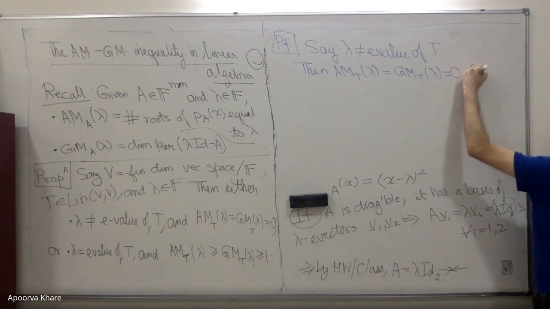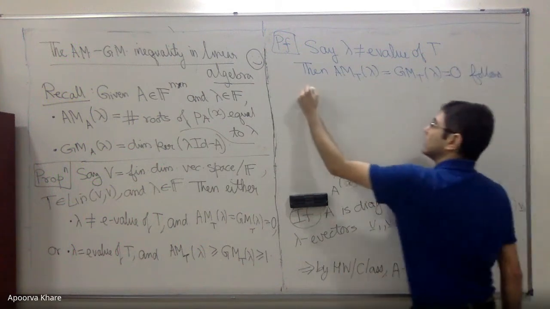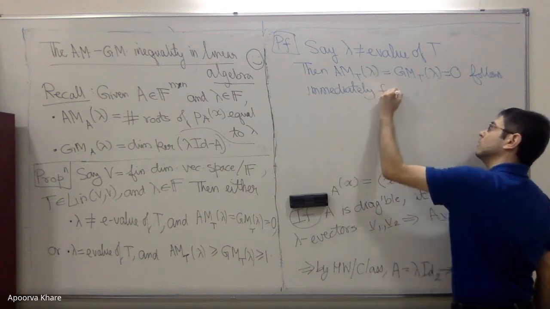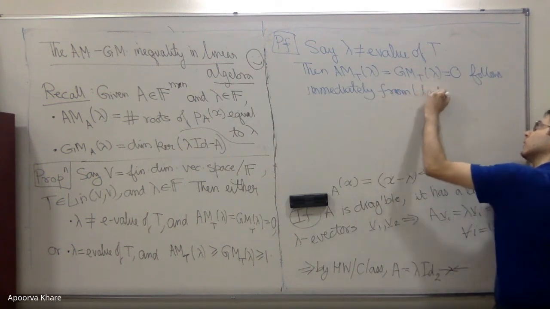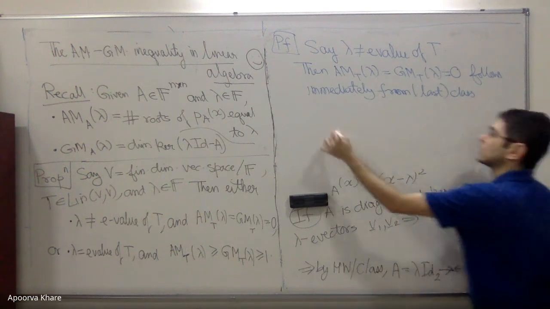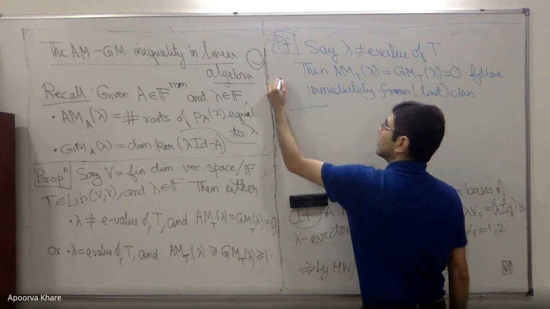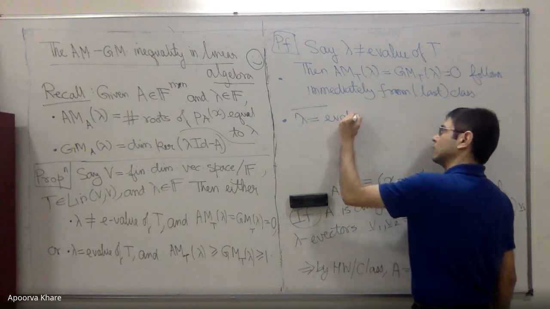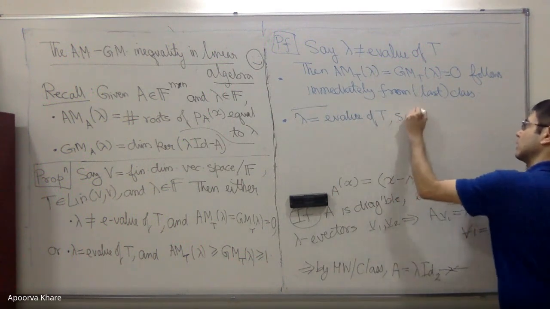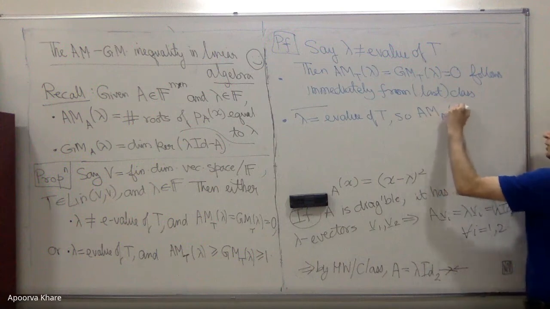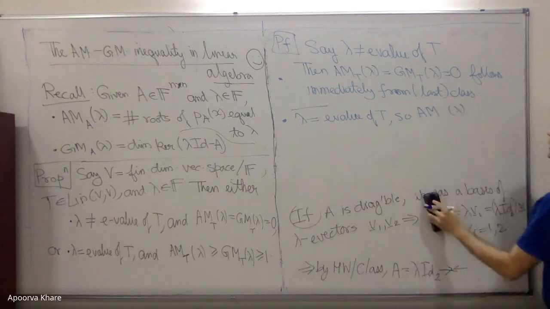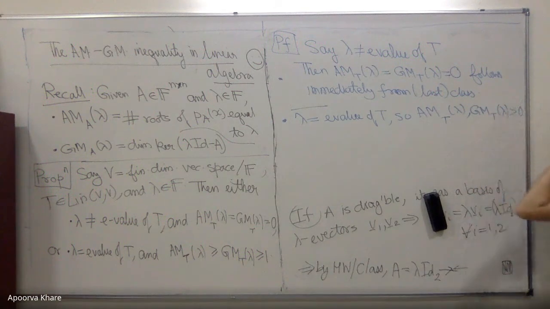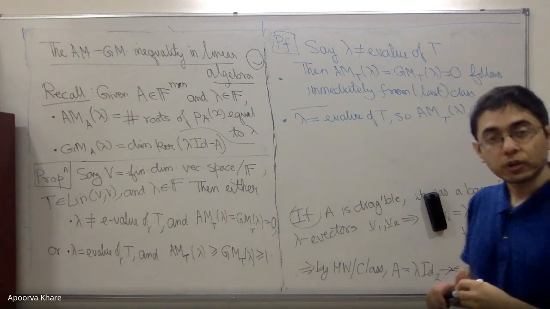Follows immediately from last class, or this different class. Okay, so that is part one. Now let us suppose lambda is an eigenvalue. So first of all, the AM and the GM are both, sorry, it's not A anymore, it is T. First of all, they are strictly positive. Now what do you do?